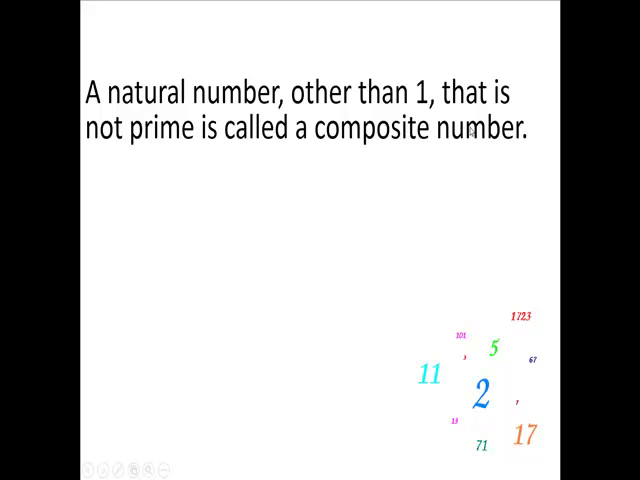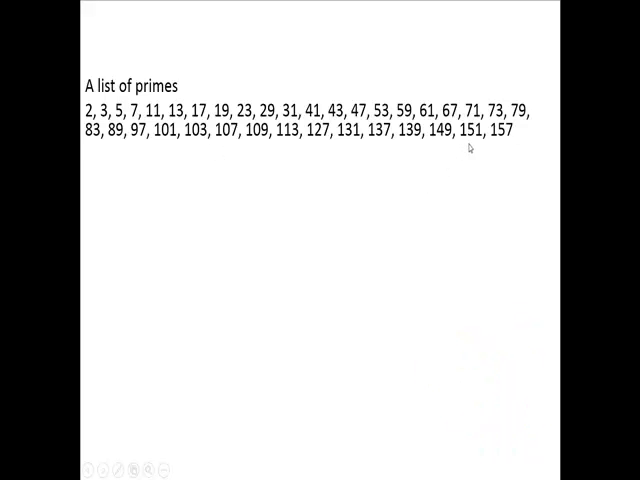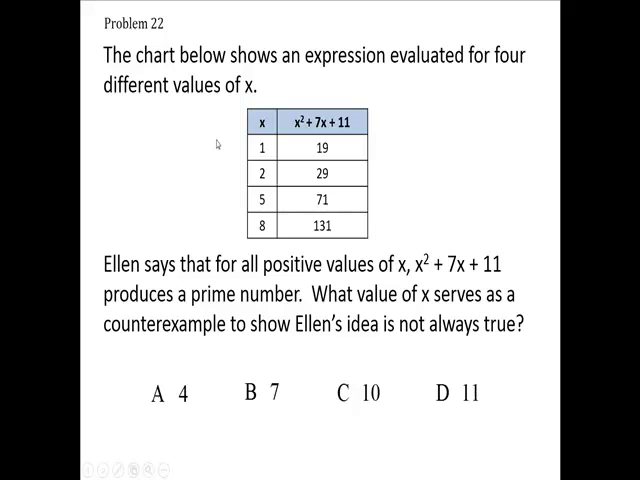Composite numbers. Now here's a list of primes. How about that? Nice little list of primes. That's not all of them. Here's another list of primes. And that's not all of them, okay? That's about all I want to list, though. That's the list of prime numbers. Okay, we come back to our problem now.